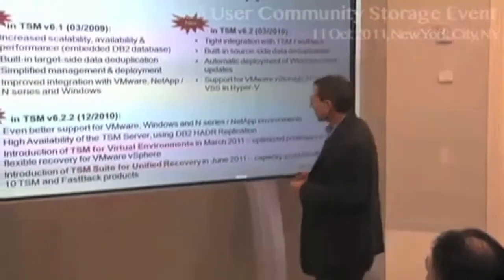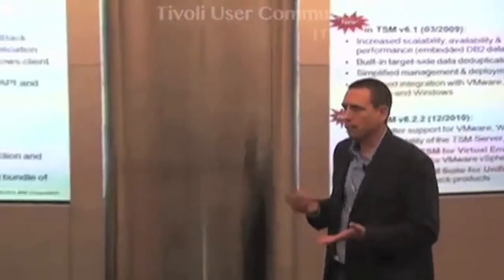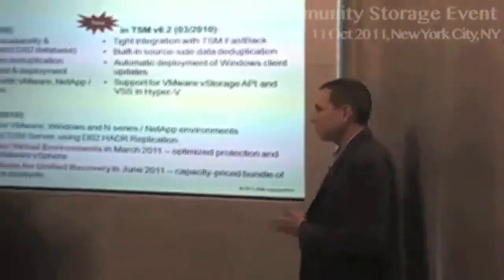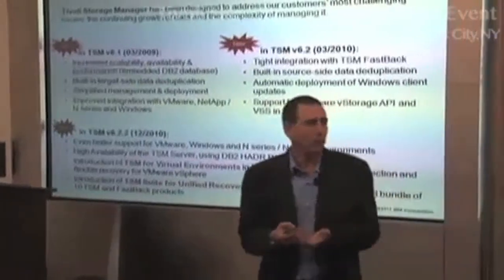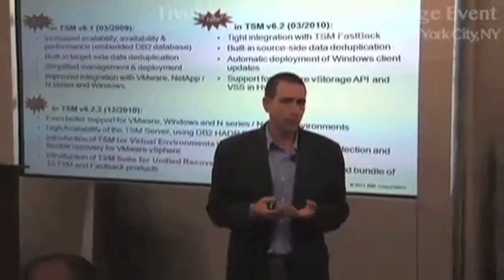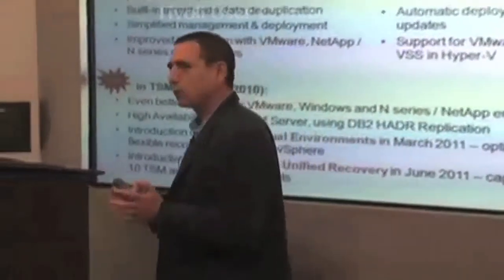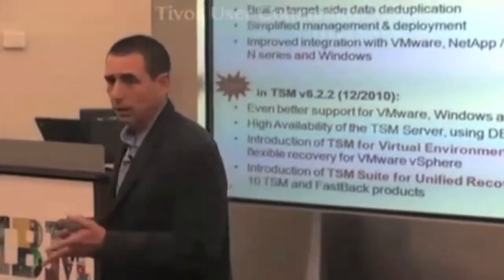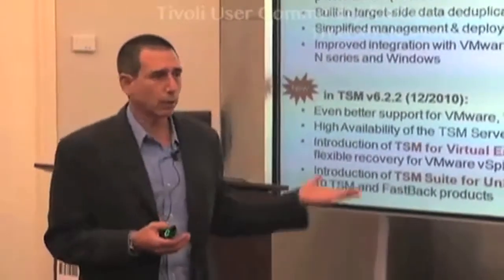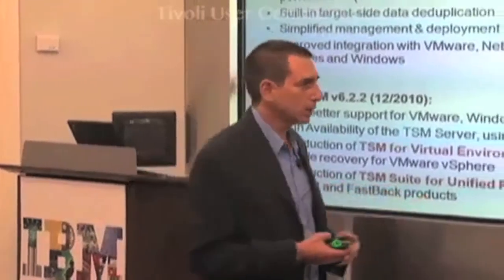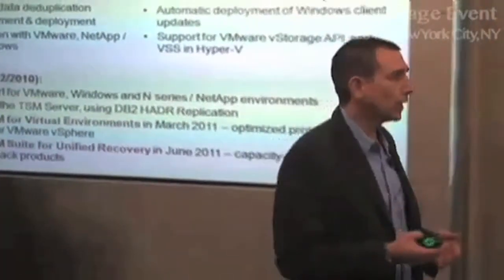With TSM 6.2 that came out late in 2010, we introduced a couple of things again. One of them is source-side data deduplication. So now the client doesn't have to send all the data over the LAN to the TSM server. It can do its own processing in order to reduce the amount of data sent over the wire. Especially useful if you're going over the WAN, directly from the remote office back to the data center. Just reduce the data, being able to do the backups over T1 lines.